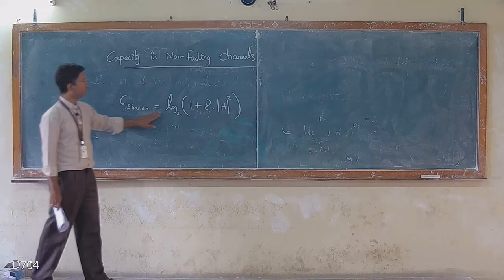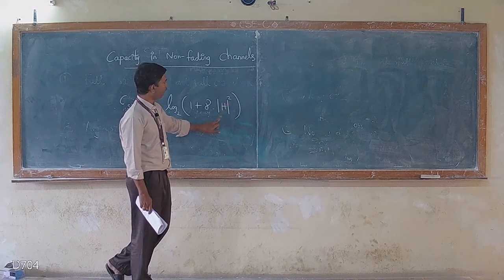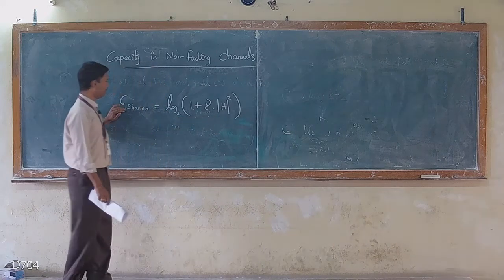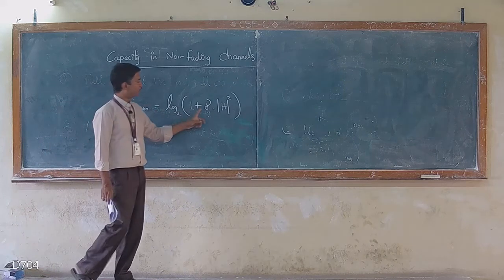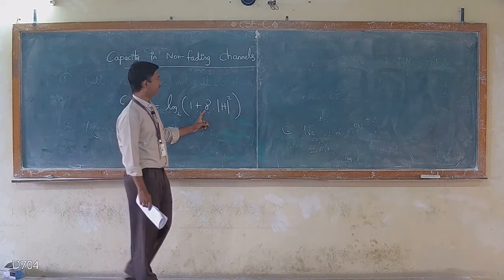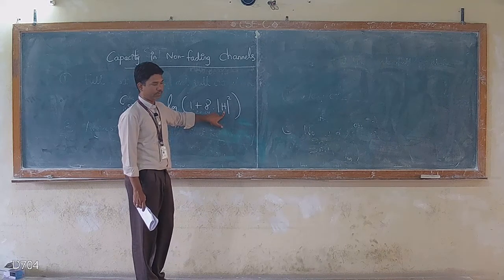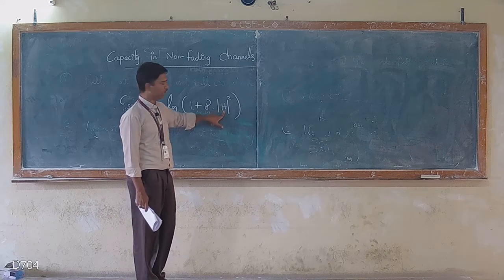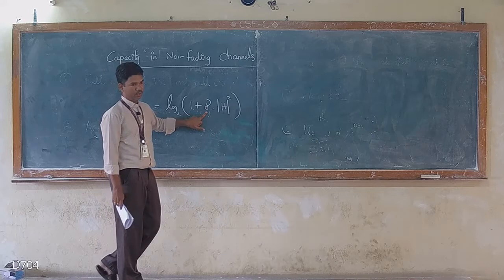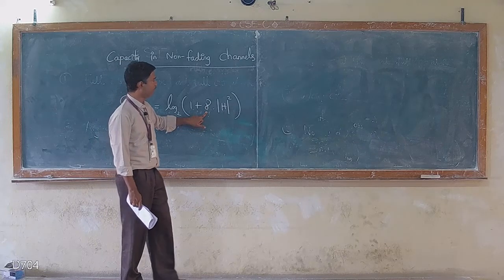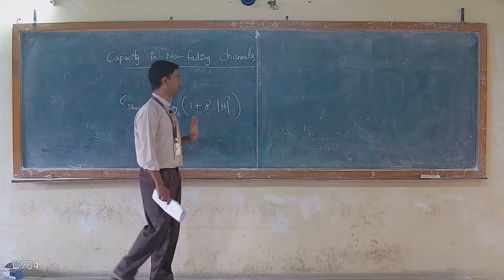C Shannon equal to log to the base 2 of 1 plus gamma into squared magnitude of h. The capacity, ergodic capacity for the SISO case with additive noise, and gamma is the SNR at the receiver for a given BER requirement, and h is the normalized transfer function from transmit antenna to receive antenna.